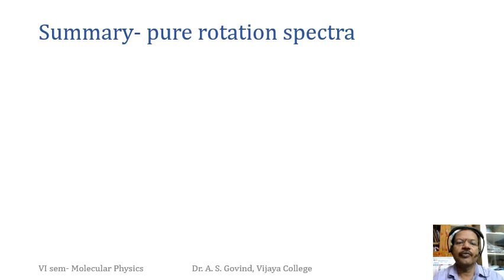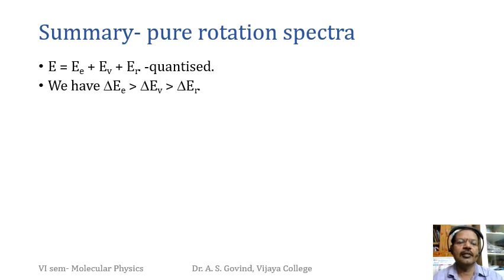So the summary of the pure rotation spectra. This was discussed in the part 1. So the first concept, the total energy is the sum of the electron energy, vibration energy and rotation energy, and all the three energies are quantized. And one more important thing to remember is the difference in energies are in this order. Electron energies are very huge. Vibrational energies are much less than that. Rotational energies are still almost 100 times less than that.